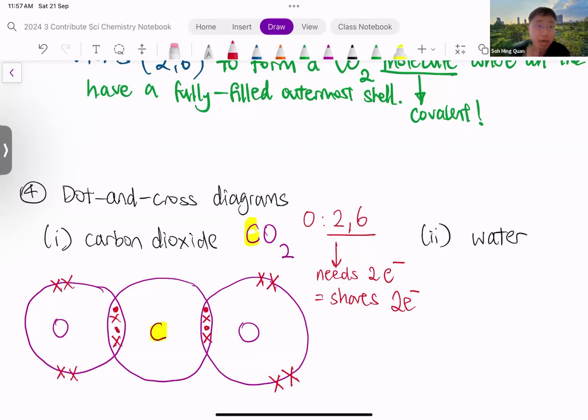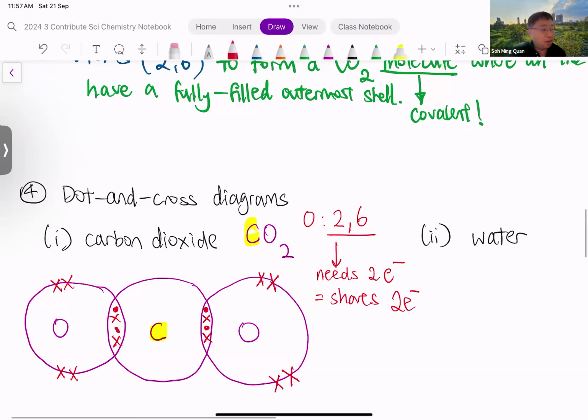Now let's look at the middle carbon. The middle carbon, on the left, there's dot, cross, 4. On the right, dot, cross, 4. 4 plus 4 equals 8. So the carbon already has 8 in the middle. Okay? So you need to ensure that each atom inside the molecule has a fully filled outermost shell.